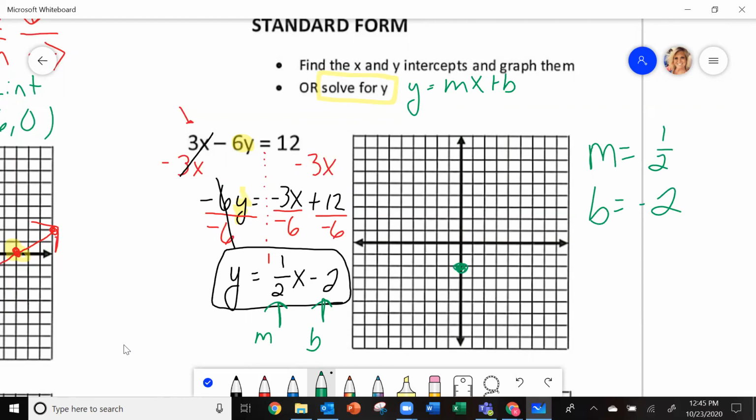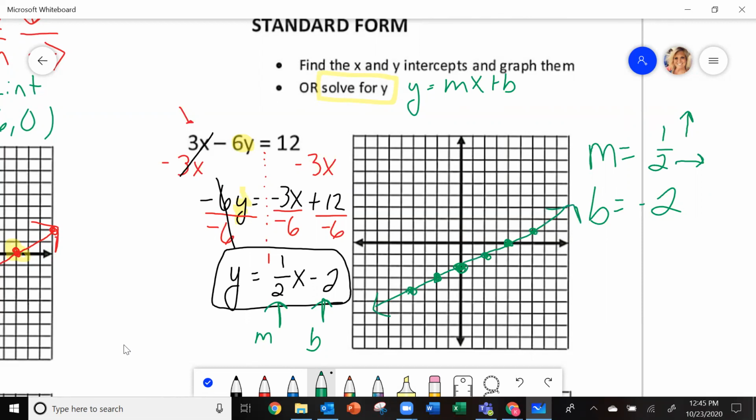My slope is 1/2. The top number is positive, so it's telling me to go up. Bottom number to the right. Start at the y-intercept. Go up 1 to the right 2 and put a dot. Then you can go backwards and go down 1 to the left 2. And then we will draw our line to connect our dots.